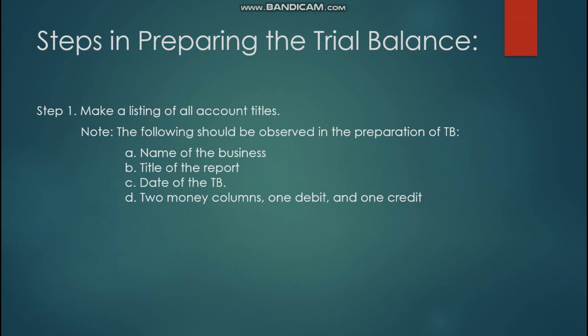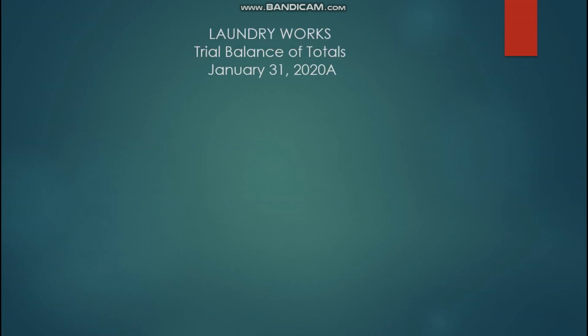Okay, so let's try preparing a trial balance for Laundry Works, the company that we discussed in our last video. The name of the business is Laundry Works. This is what you put as heading, and then on the next line is the name of the report, which is trial balance. Oh, trial balance of totals. I'll explain this later. Then the date when you prepared it. You prepared it after a month of operation, which ended on January 31, 2028.